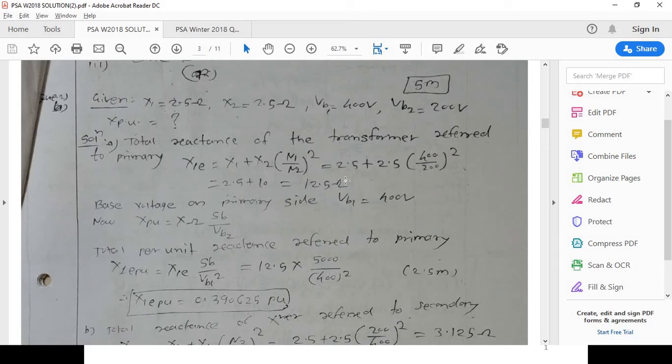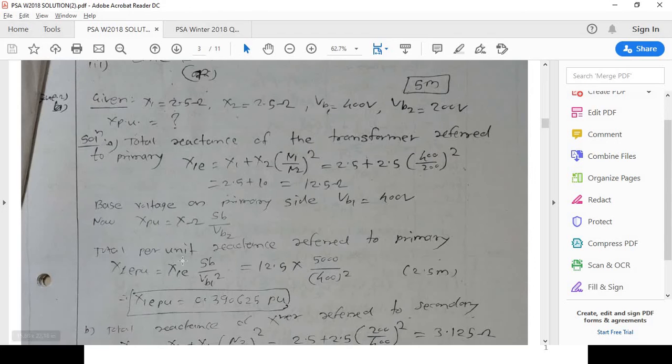Now the base voltage on the primary side, VB1, is equal to 400 volt. Now the reactance per unit is equal to X ohm into SB upon VB squared, where SB is the base value of power and VB is the base value of voltage. So the total per unit reactance referred to the primary side, X1E, is equal to X1E into SB upon VB1 squared. X1E we had already calculated, it is 12.5, into 5 kVA, that is in volt ampere 5000, upon VB1 squared, that is 400 squared.